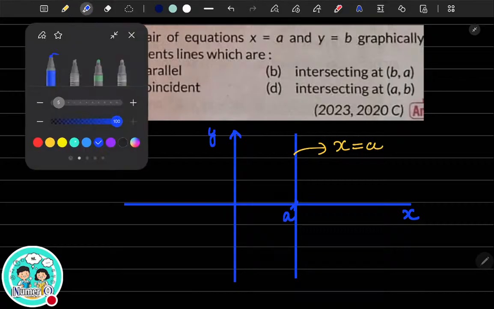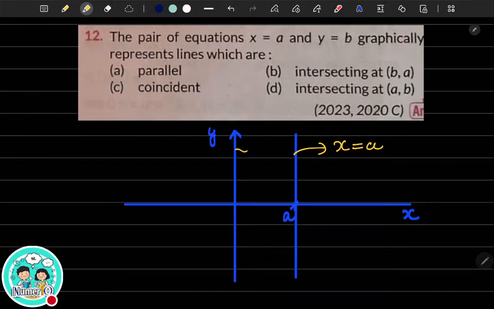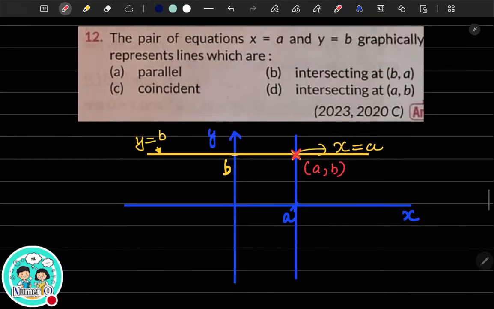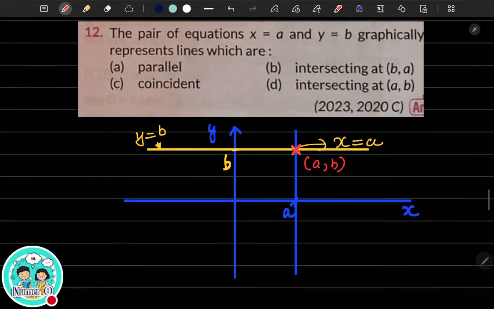Let me change the color and draw. Suppose this is your b, then y equal to b will be a line parallel to your x axis. So that line will be y equal to b. Where do they intersect? What is this point of intersection? It will be a comma b. The two lines intersect at a comma b. So what is the answer? The option is D. Yeah, they intersect at a comma b.